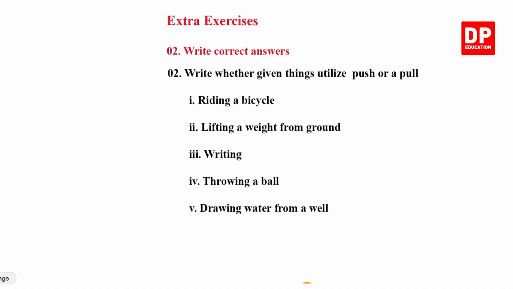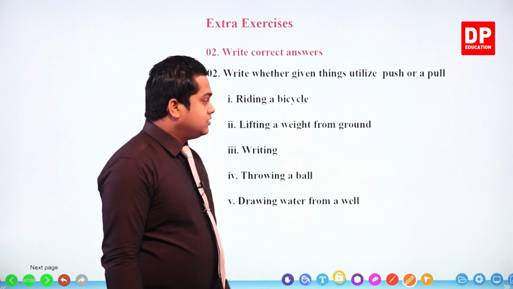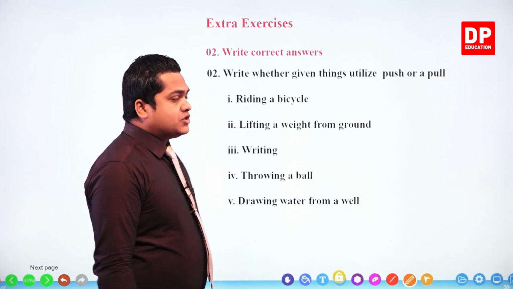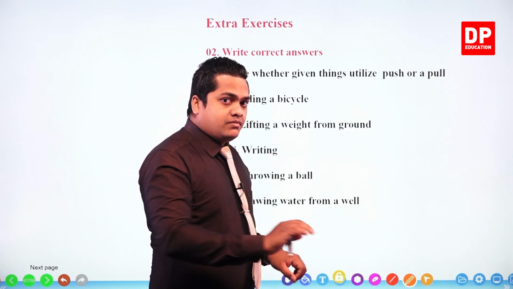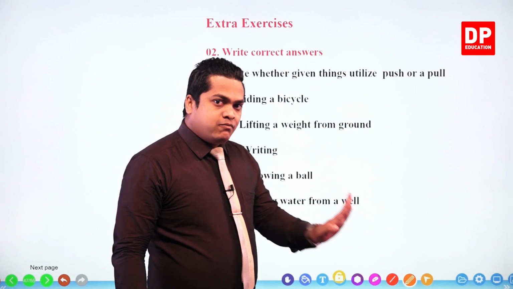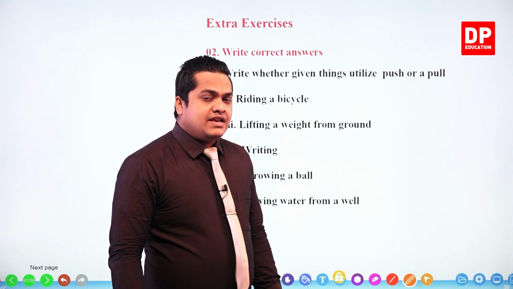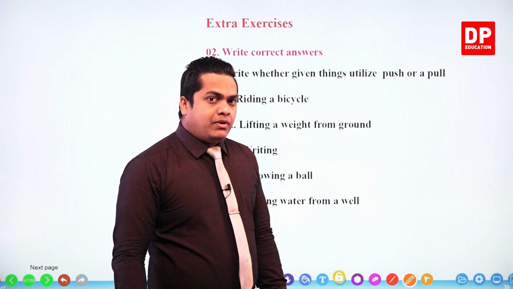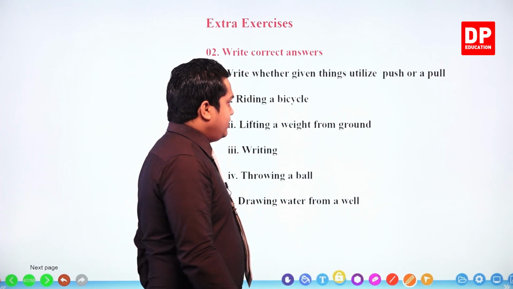Write whether given things utilize a push or a pull. Now you need to write down whether these things are going to utilize a push or a pull. The first instance given, riding a bicycle. When you ride a bicycle, by using the leg, you are giving a push on the pedal. The main thing that you apply on the pedal is a push, pushing the pedal away from you. So, push.